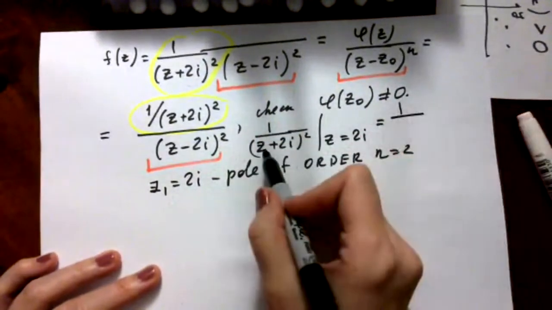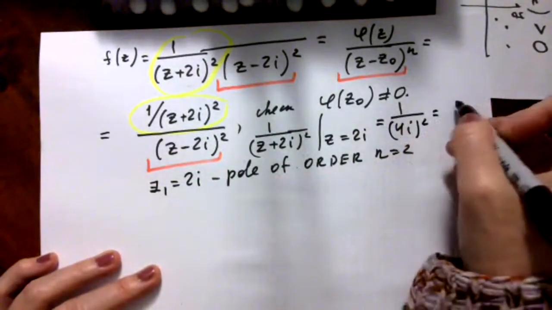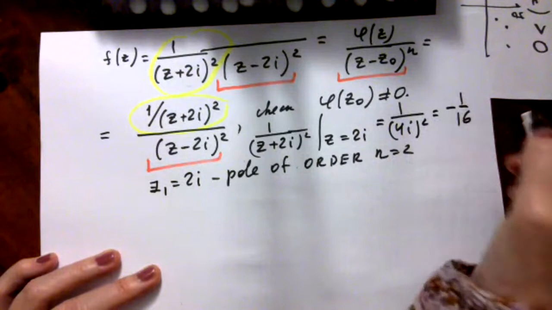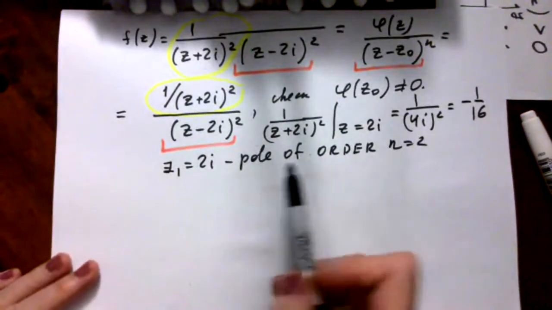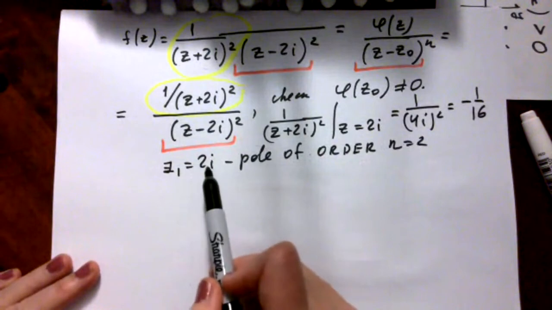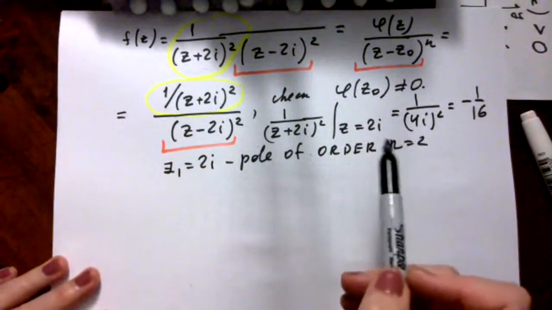Let's do it. So it will be 2i plus 2i, which is 4i squared. So it will be minus 1 over 16. Definitely it's not equal to 0. So it means that our suspicion was right. So this singularity point is indeed a pole of order m, 2.